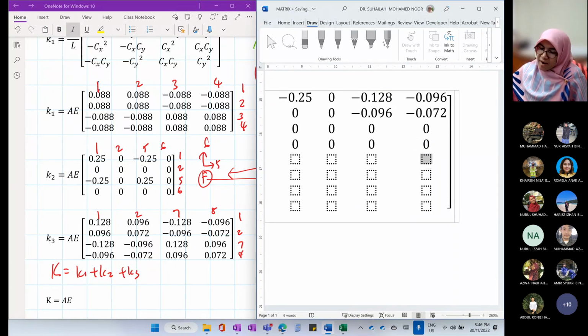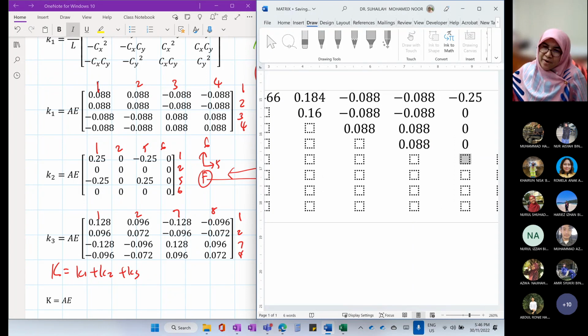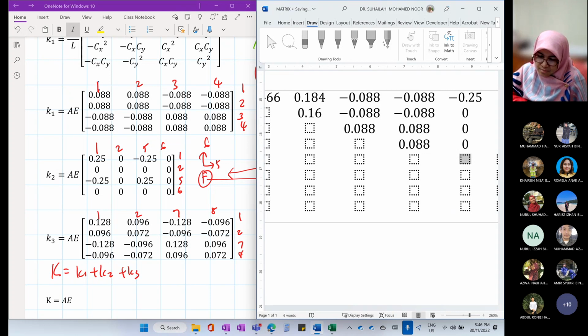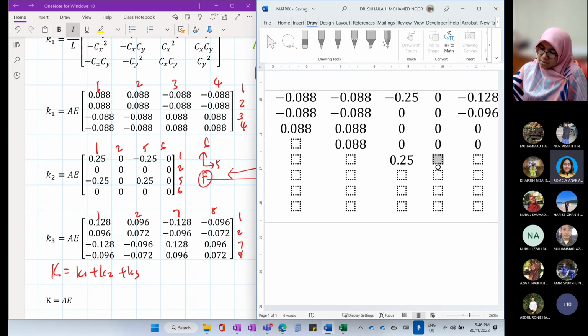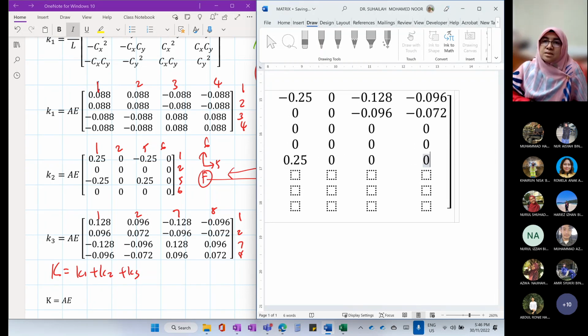Okay, move to row number 5. Start from 5, 5. 5, 5? 0.25. 2, 5. Okay, 5, 6. 0. 0. 5, 7, 5, 8. 0. 0.